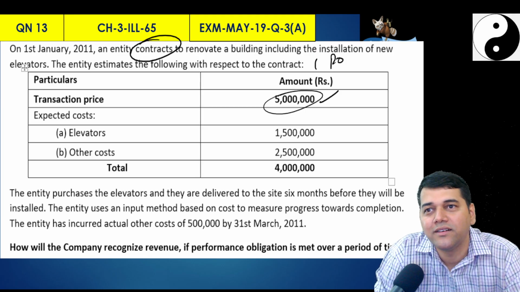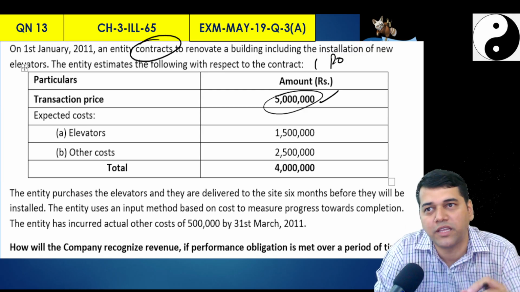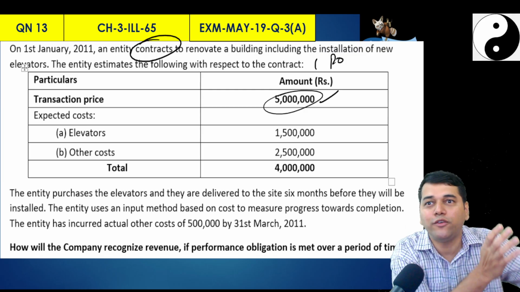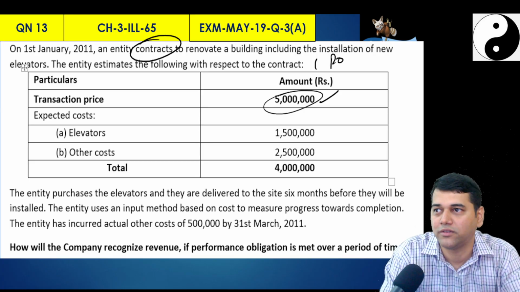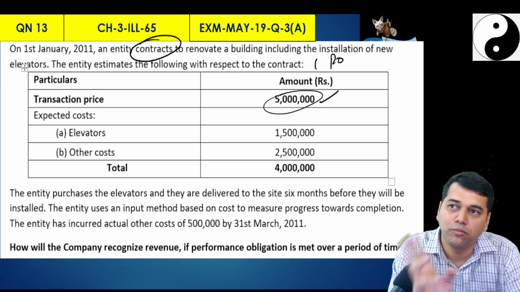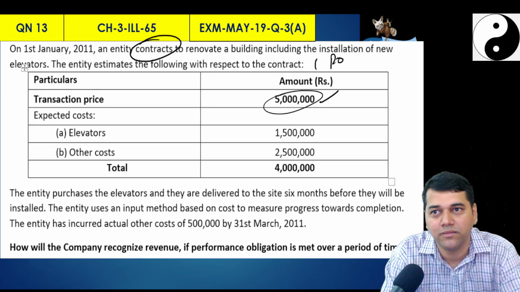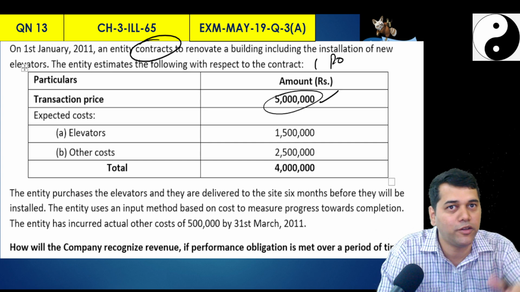Did you consume the benefit? Did you get the control over the work in progress? Yes. As and when I do the renovation work, who is getting the control? The client is getting the control. Customer is getting. So that is over a period of time. The moment it is over a period of time, you have to measure. You can recognize revenue over a period.